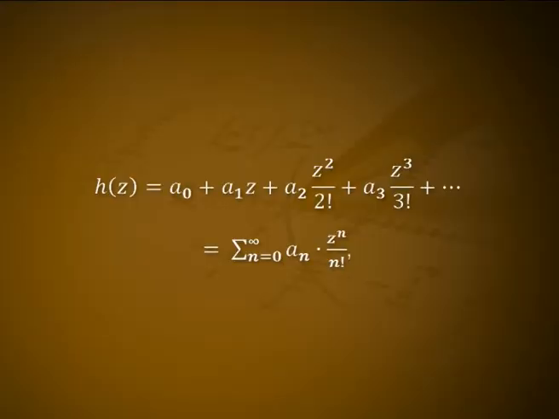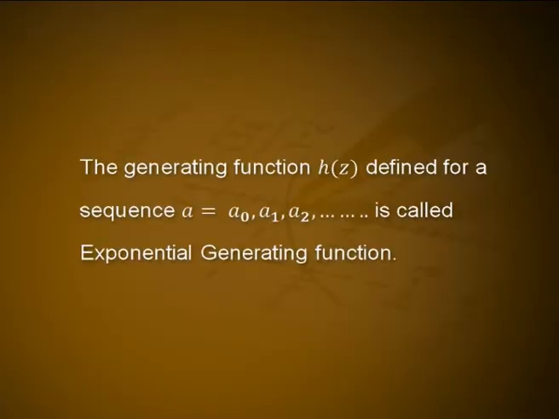Let H of z be a generating function for a sequence A as follows. H of z is equal to a0 plus a1z plus a2 z square by 2 factorial plus a3 z cube by 3 factorial plus etc., which is equal to the summation n equal to 0 to infinity a n into z raised to n by n factorial. This series is exponential. The generating function H of z defined for a sequence A equal to a0, a1, a2, etc. is called exponential generating function.